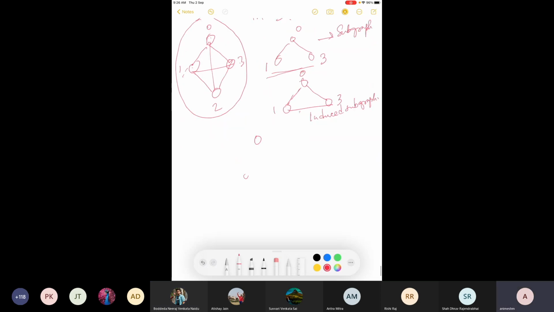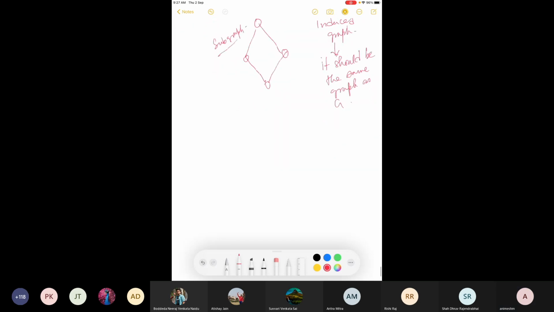For instance, if I have all four vertices, then this is an example subgraph. But if I have to have an induced subgraph in this case with all four vertices, what will it be? Same as G. It should be the same graph. Also, sir, an edge can only be there if its endpoints are there in S. Absolutely.